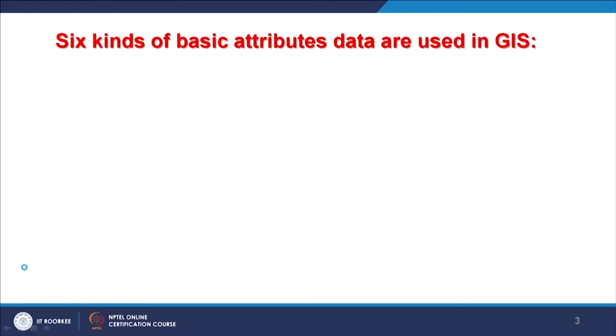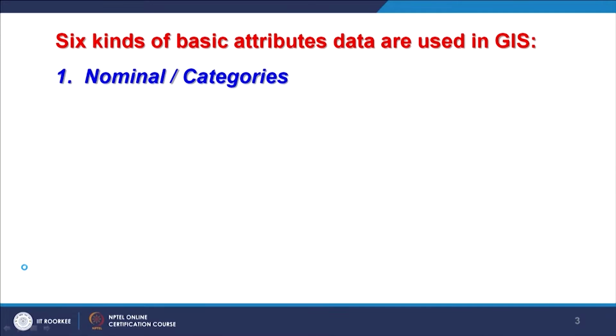So far in GIS, 6 types of attributes have been implemented, and the concepts of these attributes are available. The first one is nominal or categories. Nominal is something like a proper noun in English literature, and we will see details on this also. Let us go one by one through the 6 kinds of basic attribute data. First is nominal. Sometimes in literature, instead of the word nominal, they use categories, like in ArcGIS where the word categories is used.